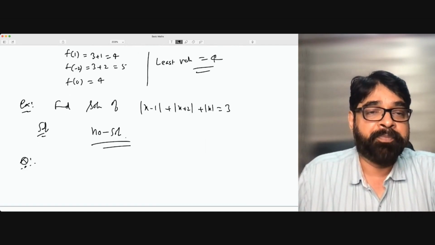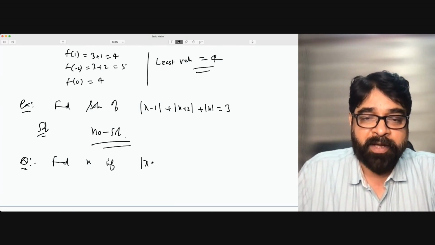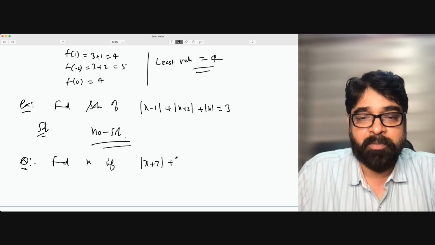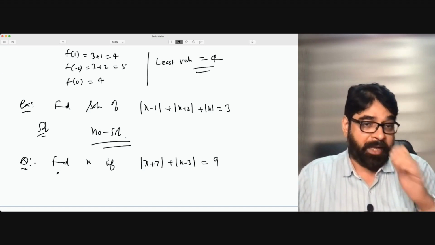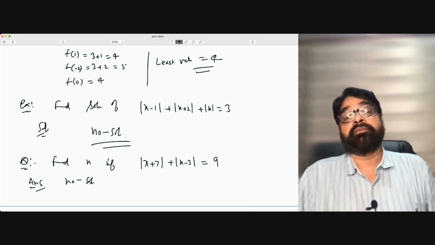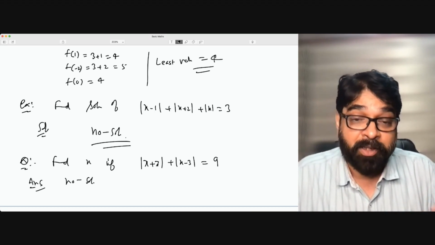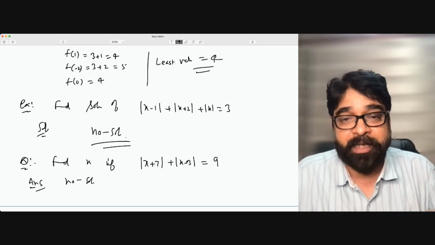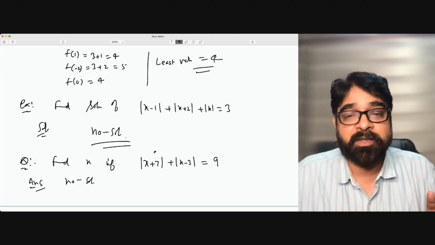Suppose somebody says, find x if mod of x plus 7 plus mod of x minus 3 equal to 9. I will say no solution. Sir, why? Because the least value will be, see, this will be 0 at minus 7. So if you put minus 7, this is 0, this will be 10. If you put 3, what will happen? 10. So the least value of this function will be 10.